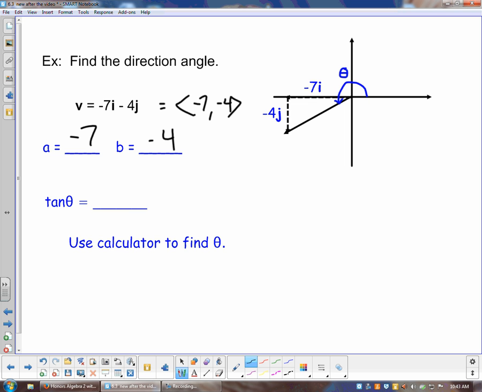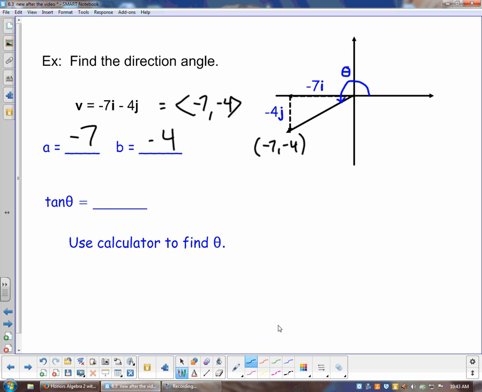Everybody agree? So here's our picture of what the vector looks like. And it ends up here at the ordered pair negative 7, negative 4. So if we're looking for the direction angle, that means we're trying to find this angle right here. All right? So what is the tangent of theta going to equal? Angelo? It would be negative over negative, so it's 4/7. 4/7, because we want b over a, negative 4 over negative 7, so we get 4/7.